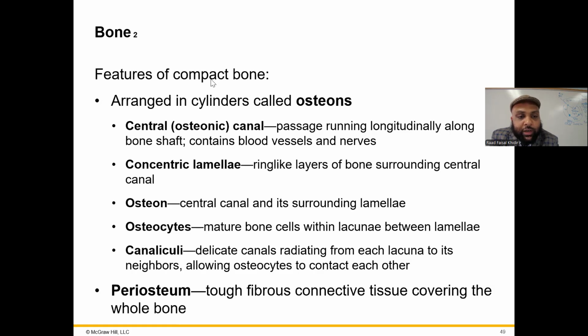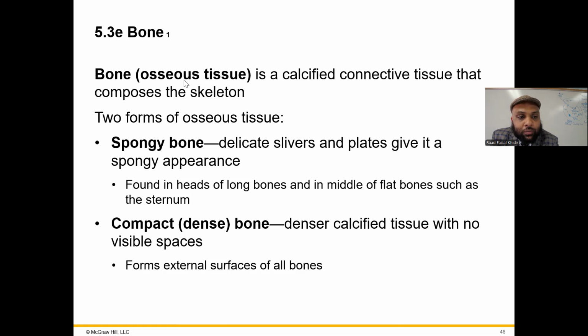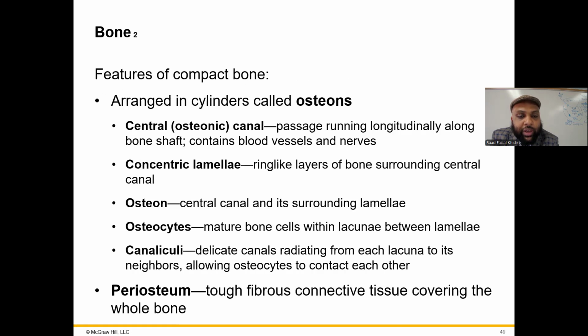What are the features of compact bone? They are arranged in cylinders called osteons. The central osteonic canal is the passage running longitudinally along the bone shaft and contains blood vessels and nerves. The concentric lamellae are ring-like layers of bone surrounding the central canal. An osteon is a central canal and its surrounding lamellae.